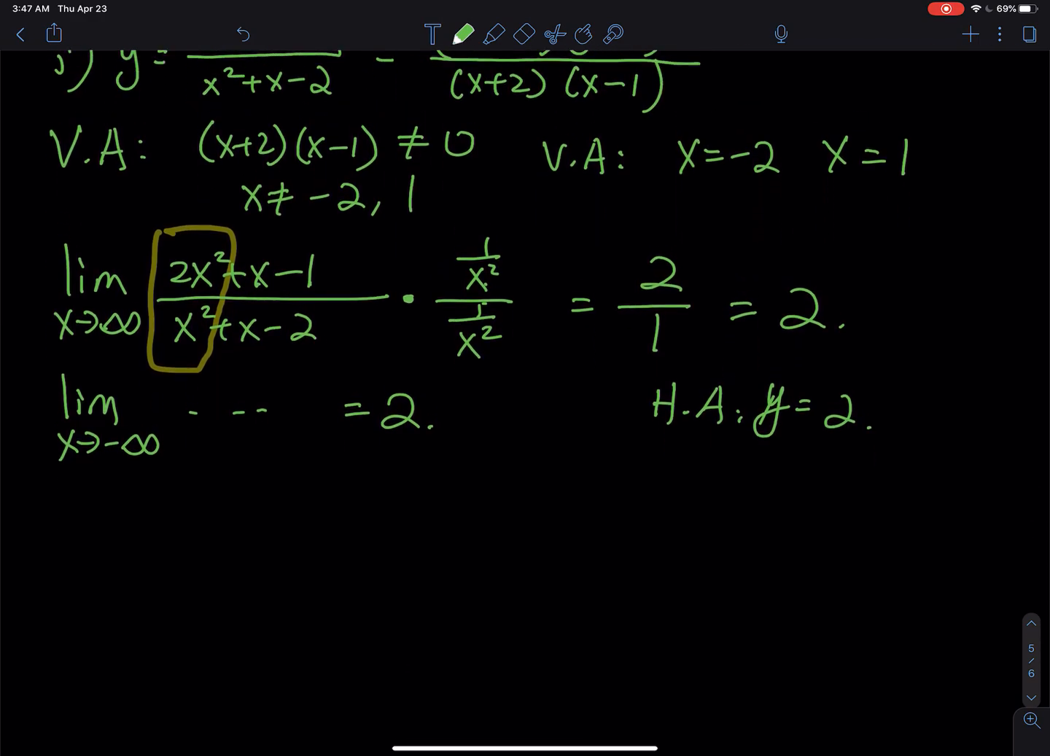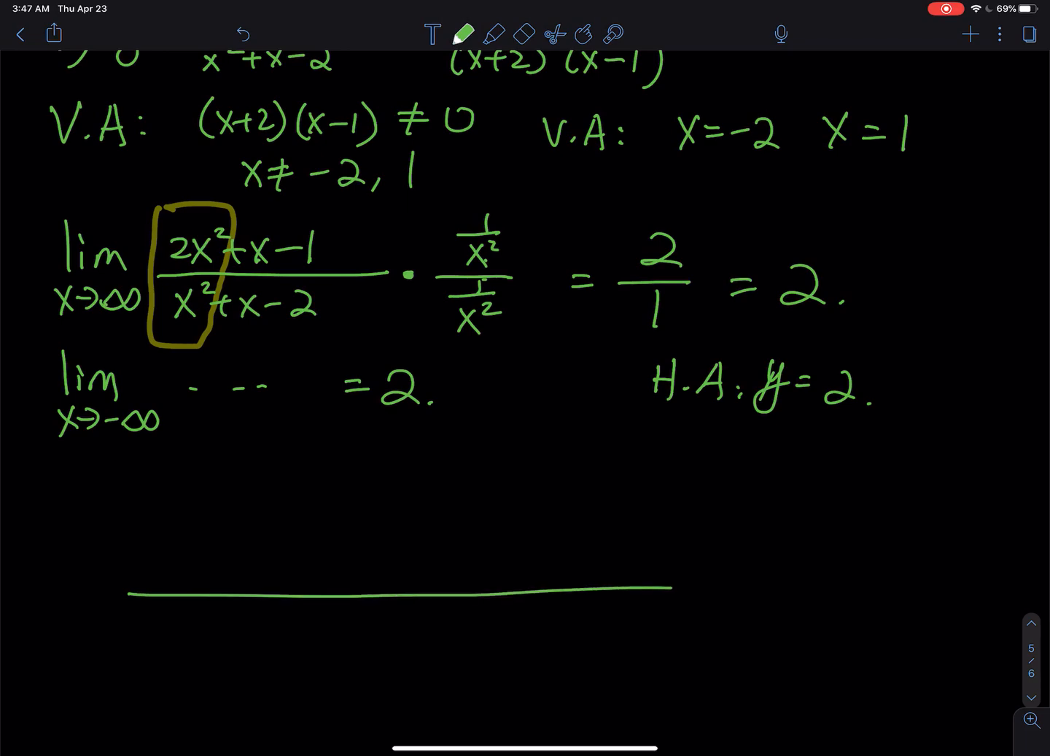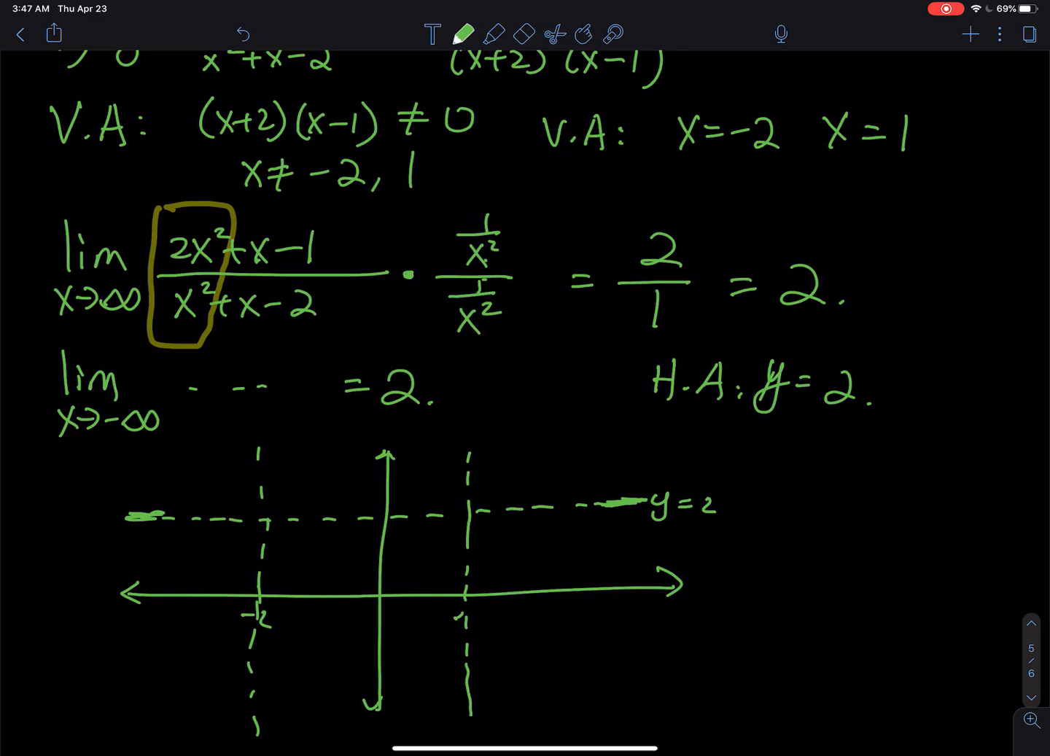So here is what the graph looks like. I'm not going to draw the graph for you. I will just set up the horizontal asymptote and vertical asymptote. So we have one horizontal asymptote at y equals 2. Again, that affects the right end and the left end only. That doesn't affect the middle. And then we have a negative 2, that is my vertical asymptote. And a 1, that is my other vertical asymptote. Again, the horizontal asymptote only takes effect on the left end and right end. Everything in the middle will not be affected by the horizontal asymptote.